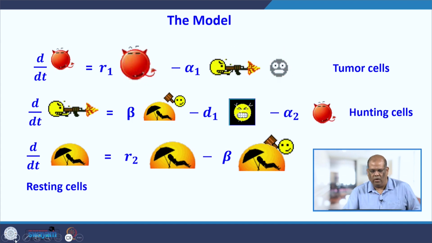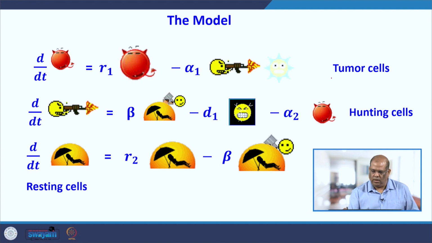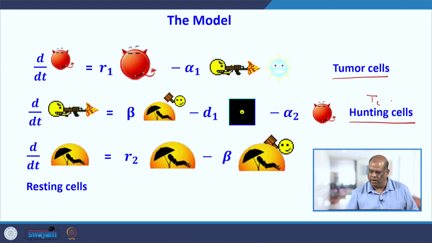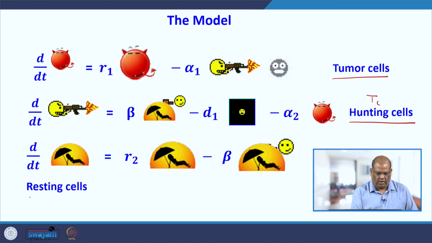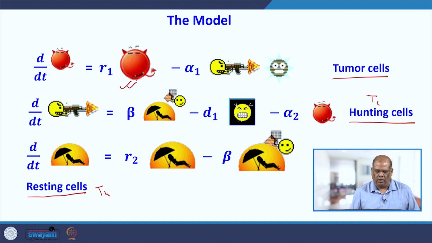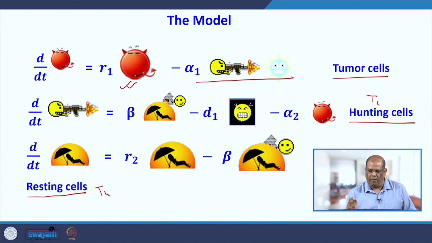Now, let us look into our model. This is the tumor cell, this is the TC cell, that is the cytotoxic T lymphocyte, which we call the hunting cells, and this is the resting cells, which is the TH cell. This is the growth of the tumor cell, and this is where the cytotoxic T lymphocytes, that is TC cells, kill the tumor cells.